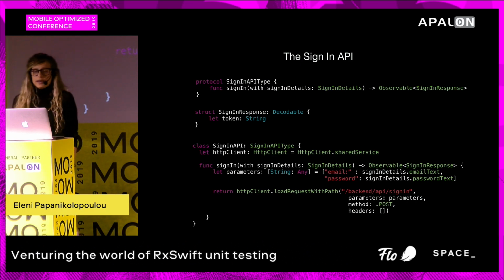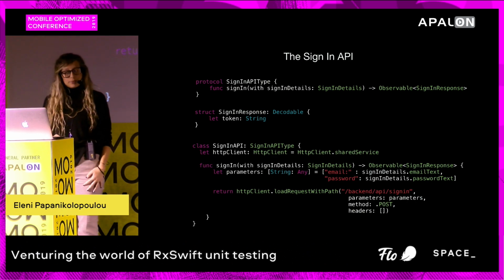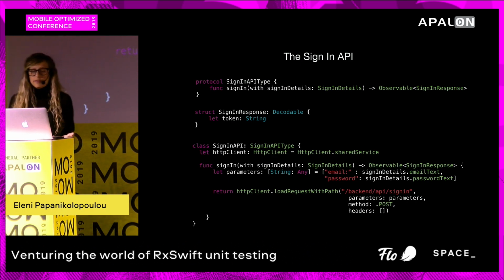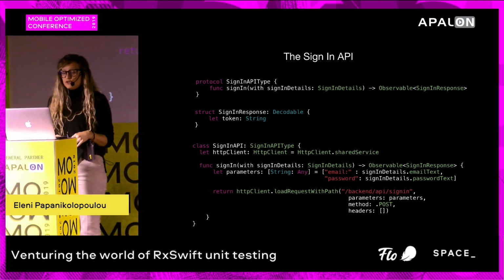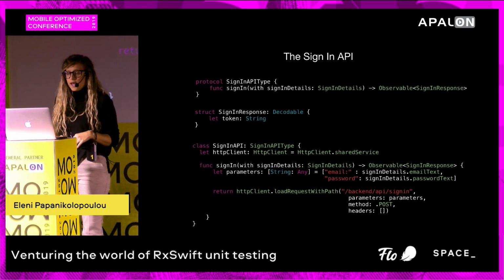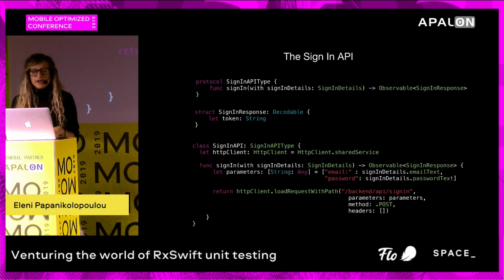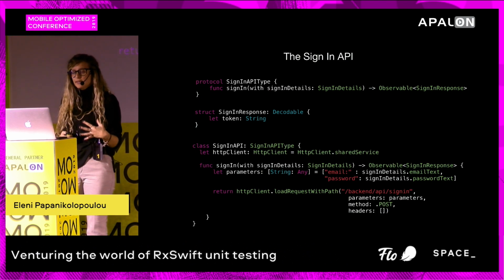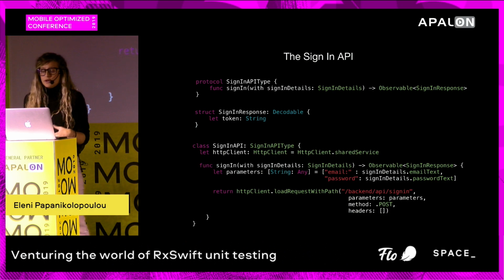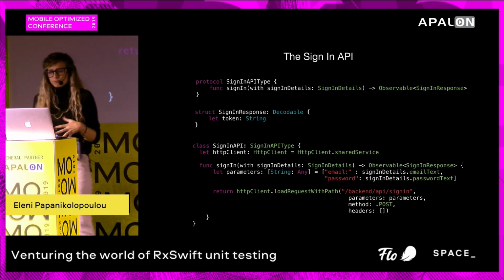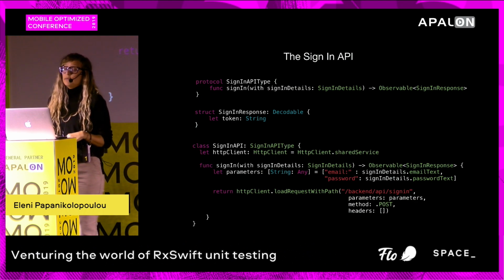And the SignInAPI, which conforms to the SignInAPIType protocol, has the same method signature, of course, signIn. And here we have assumed that we have created an HTTP client, a wrapper that wraps our requests to observables. So this is how the sign-in API looks like.